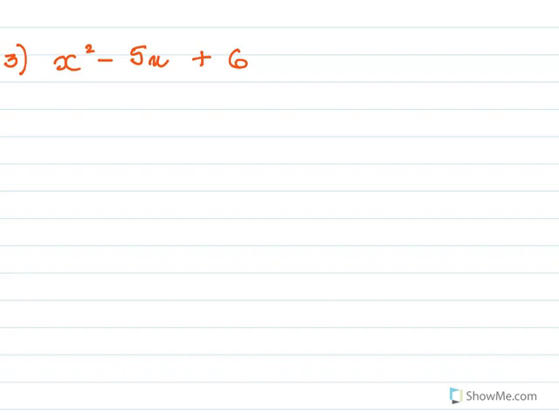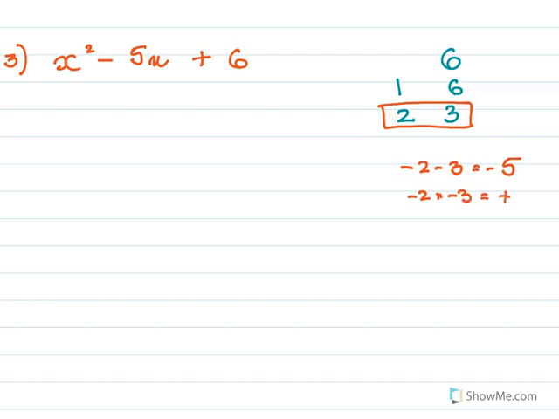So we know here, we take 6. The factors of 6 are 1 and 6, 2 and 3. Now look at this, 2 and 3. Minus 2 minus 3 is minus 5, and minus 2 times minus 3 is plus 6. And that's exactly what we need.